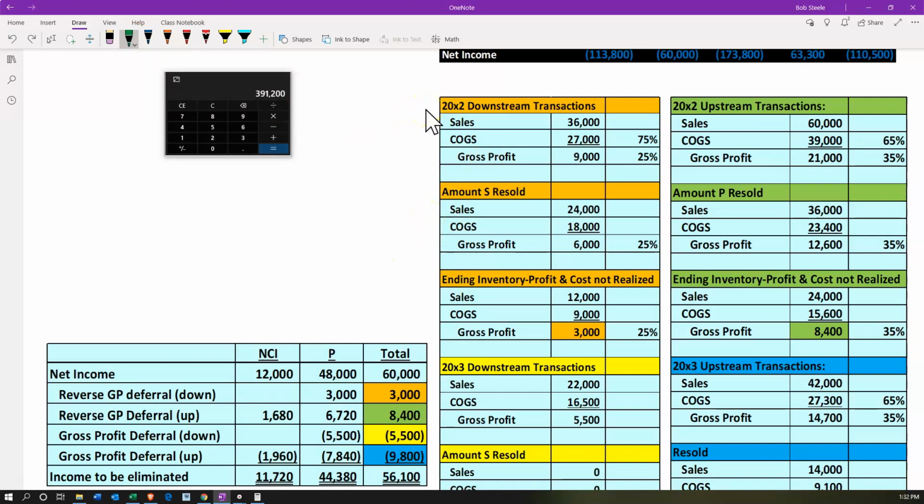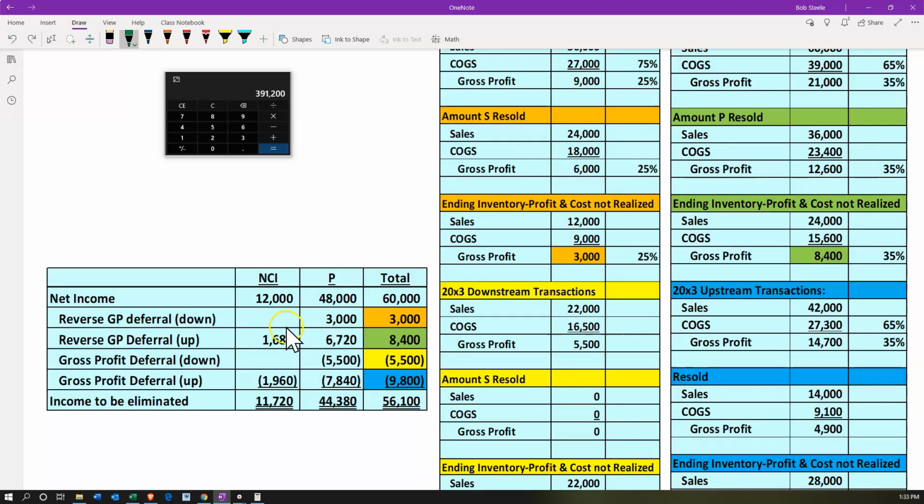So the first items, the 2000 X2 downstream transactions. So this is the 2000 X2. So we're going from here, reverse gross profit down, and we're looking at the prior year transaction, downstream transaction, meaning it's going downstream, meaning it's going from P to S. And we're taking the bottom line number, basically the difference here, and that's going to be the 3,000. I would start putting that in the total. And then for downstream transactions, we're just going to include them in column P. We're not going to be breaking it out 80/20 between P and the non-controlling interest. We're just going to put it all into P.